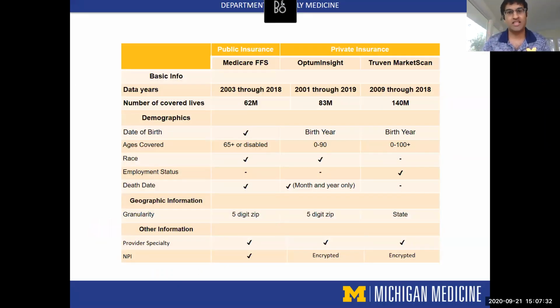So to give a landscape about the size and scope of insurance claims data, we have public insurance, which is Medicare fee-for-service, and then private insurance, which can be split into Optum Insight or Truven MarketScan. The years that we've had in the past within the Institute include from the early 2000s all the way up to 2018 or 2019. There's tens of millions, hundreds of millions of covered lives. And if you look across each of the columns, you can see all the different attributes about these members that we have available.